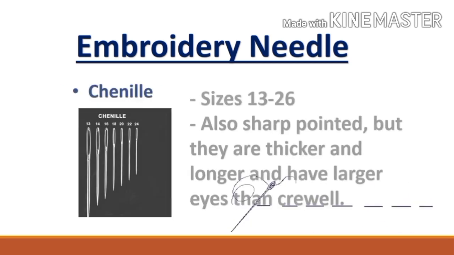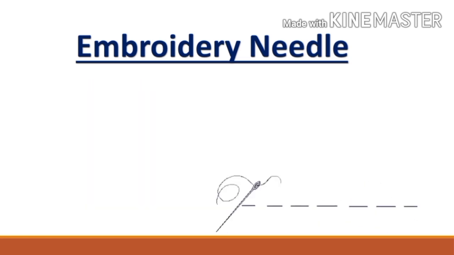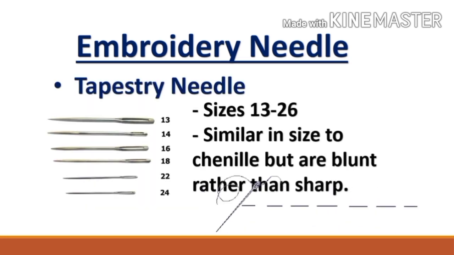The next one is chenille. It has sizes 13 to 26. Chenille is also sharp-pointed, but it is thicker and longer and has larger eyes than crewel. Last is the tapestry needle. It is also sizes 13 to 26, similar in size to chenille, but blunt rather than sharp.